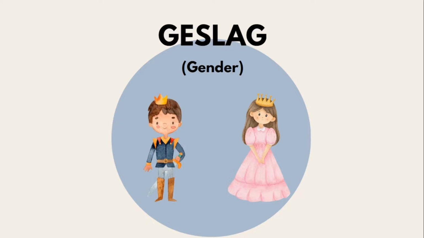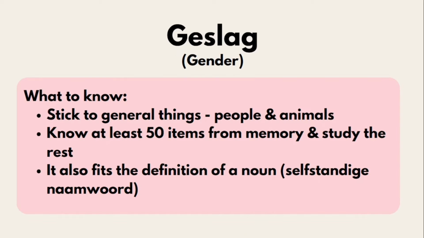So you might as well just study it in such a way that you already know it, because this is one of those things that is super limited, meaning if you can do it on one page, you are pretty much done. Okay, let's jump in. So, what do you need to know? As I've stated, stick to general things like people and animals.